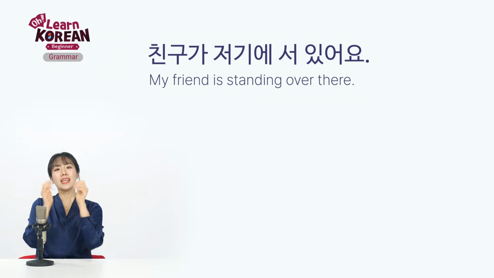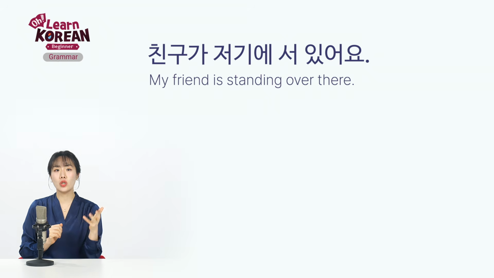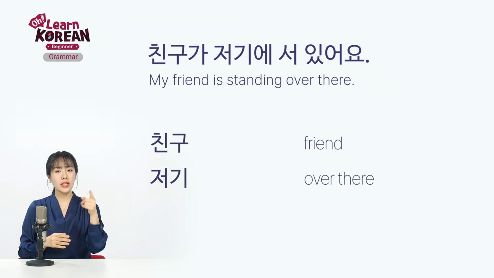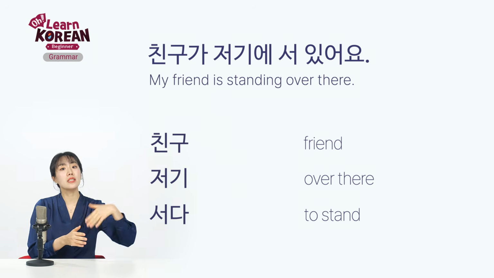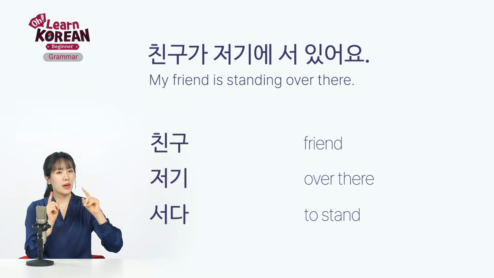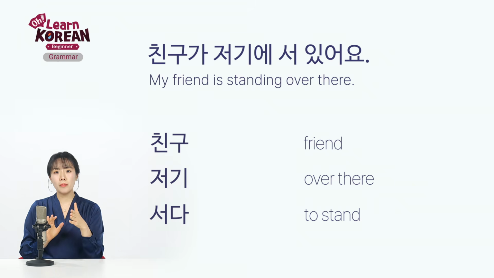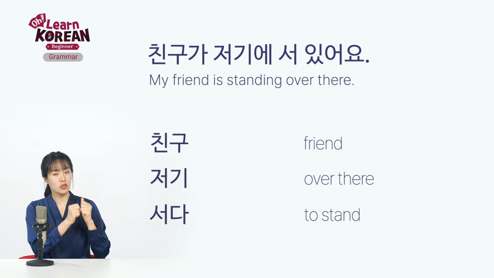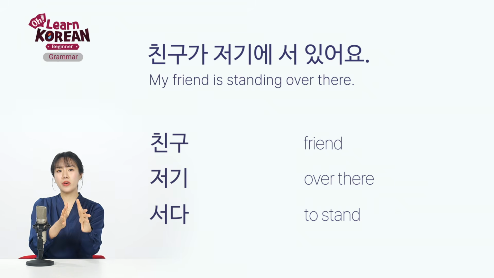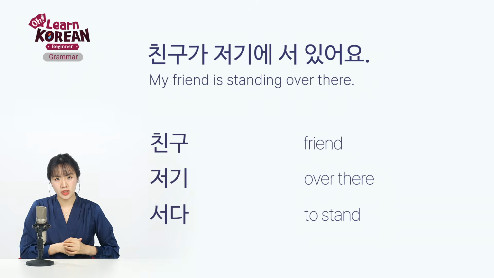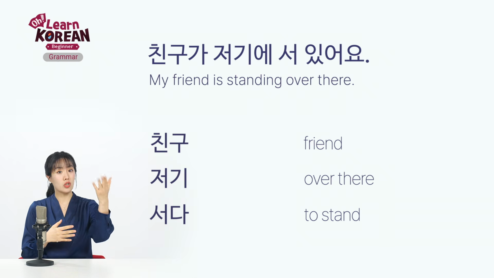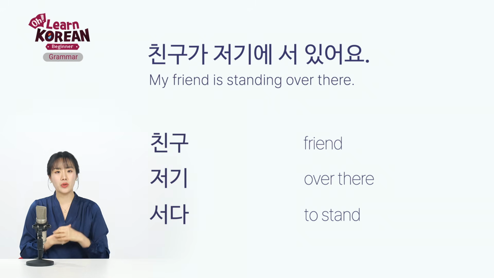My friend is standing over there. 친구가 저기에 서 있어요. 친구, friend, 저기, over there, 서다, to stand. 서다 becomes 서 있어요. Remember the contraction rule? 서 plus 어 있다 merges into 서 있다. Your friend got there and is now staying in a standing position. So, 친구가 저기 서 있어요.